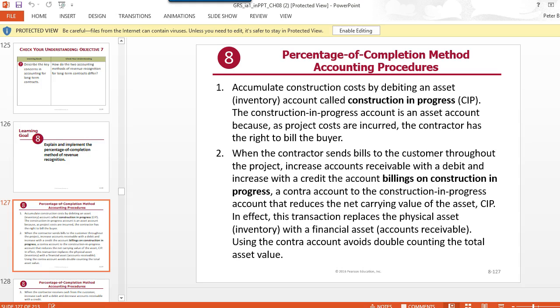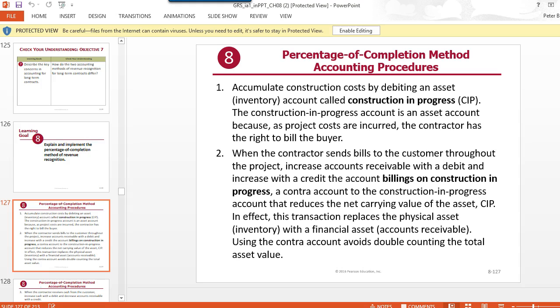And so to refresh your memories on what a contra account does, a contra account is an account that's in the same category as an asset or liability or equity. But instead of, for example, assets normally have debit balances, a contra asset account will have a credit balance. So it goes against the theory and discipline that we've learned. So an asset gets a debit but a contra asset gets a credit.